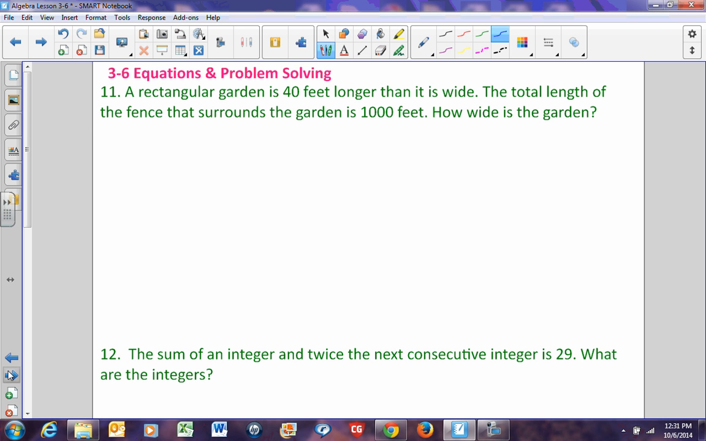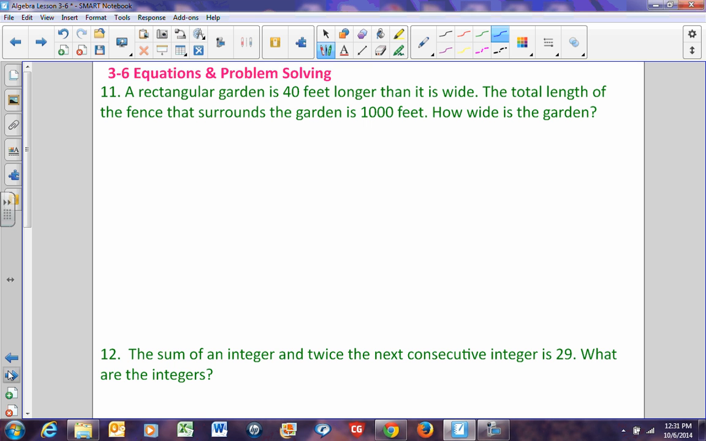Let's do a couple more here. These get a bit more complicated, so make sure you're paying attention. A rectangular garden is 40 feet longer than it is wide. The total length of the fence that surrounds the garden is 1,000 feet. How wide is the garden? Now, most of you like to use length and width, but length and width can get a little hairy because lengths look like ones. So I'm just going to use X and Y because it makes it a little bit easier. Or I can just use W and compare everything to W.